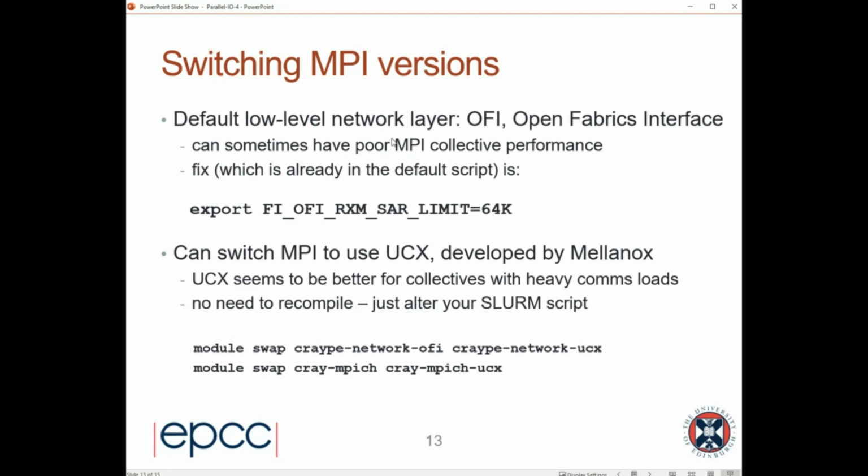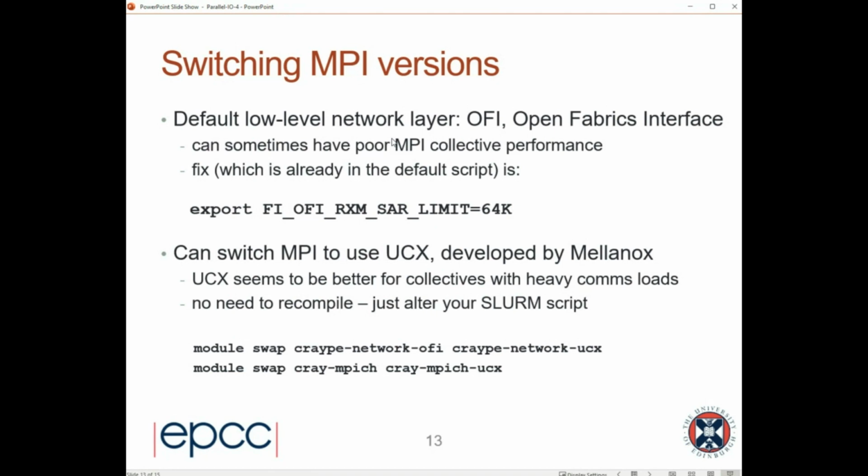We can actually, this is unusual now on the Cray, maybe very specific to ARCHER2, this particular generation. But at the very, very lowest level, there's some protocol used to send data from node A to node B. The default is OFI, Open Fabrics Interface, but there is an alternative transport called UCX. I don't quite know what it stands for, but it's developed by Mellanox.